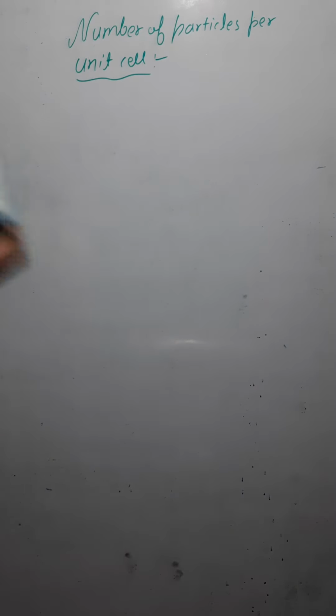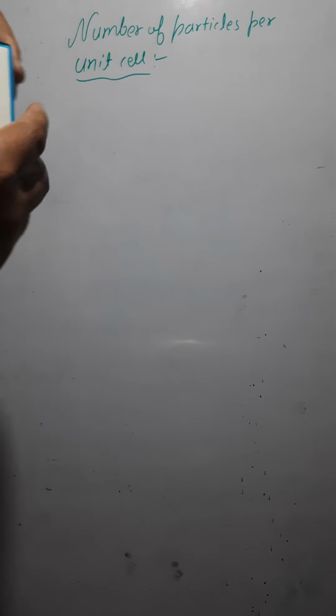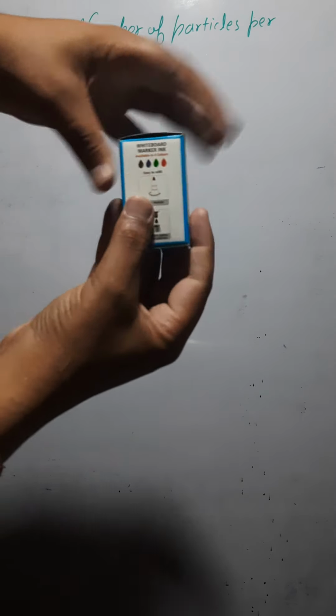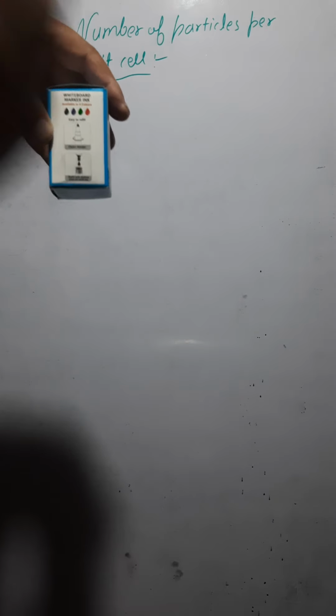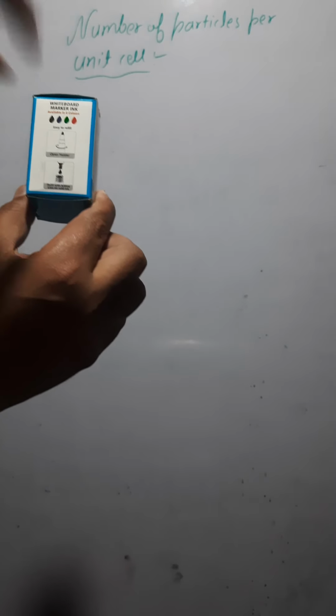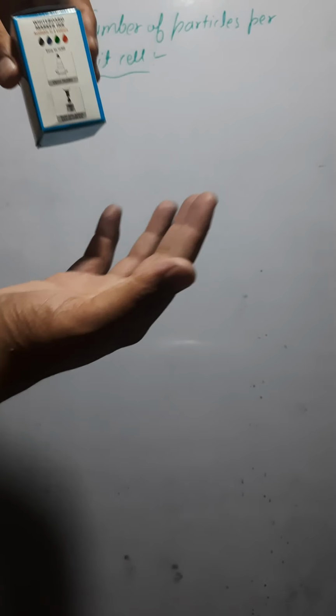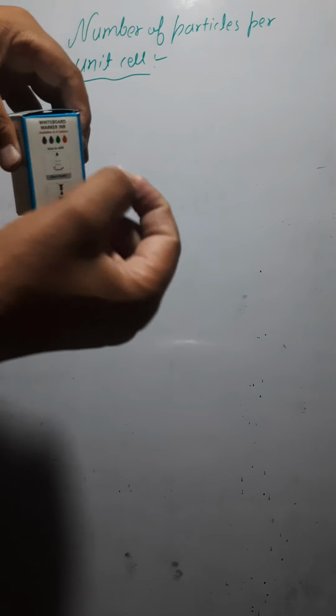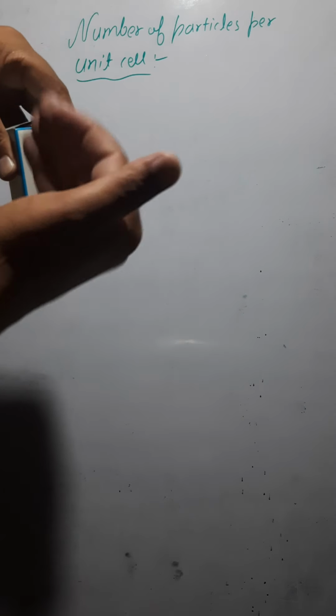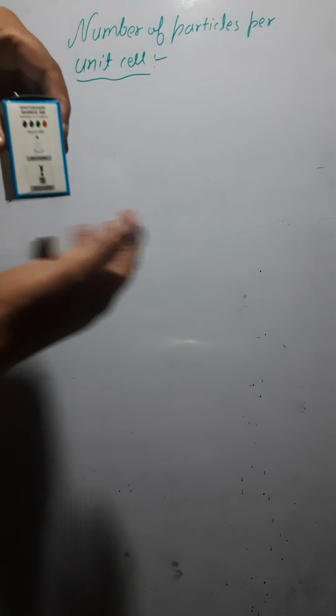Similarly, let's say the particle is there in the body center. Body center means inside this, not outside, inside. This is the unit cell, so somewhere at the middle inside of this, there would be the body center. If the particle is at the body center, it would remain there, because it cannot contribute to any other cell. Suppose you are joining one unit cell here, the body center is inside. It is not going to contribute its particle to another unit cell.